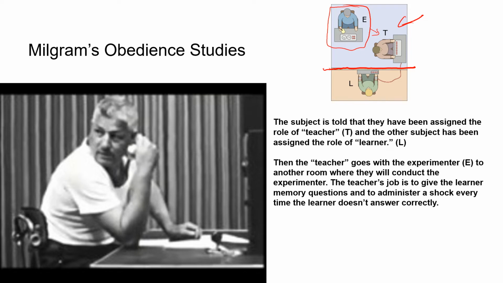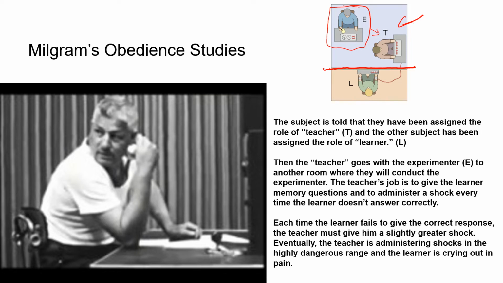It starts out as a very small shock, and as the learner gets more and more questions wrong, the shock goes up and up, to the point where the teacher is told, or it's marked on the panel, that the top shock is potentially lethal. In various different experiments, the teacher was also told that the learner may have had a heart condition, so getting electrical shocks could be bad for them.